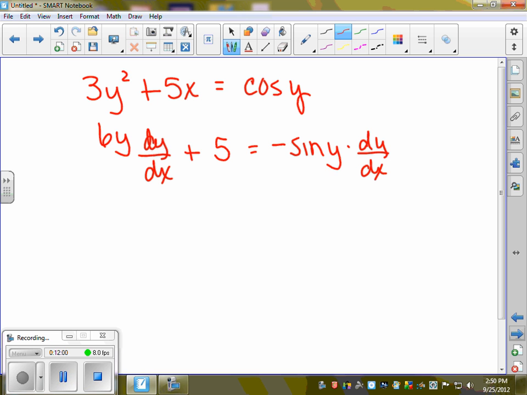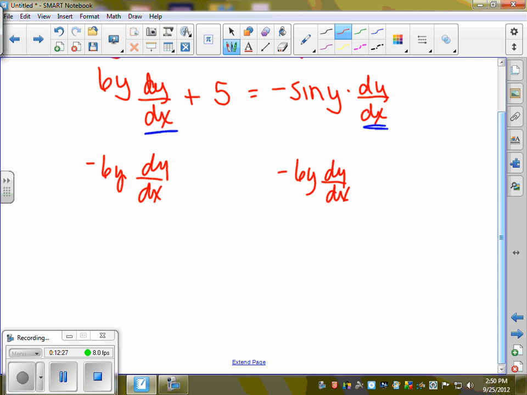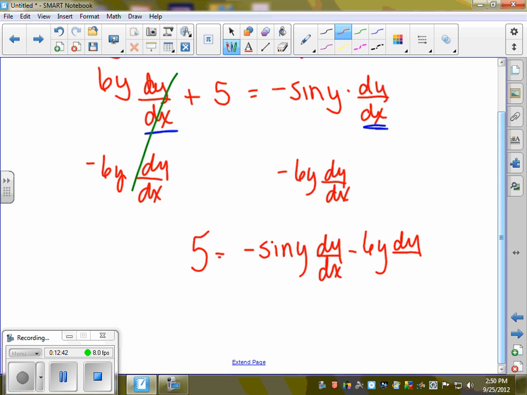Notice that every time we take the derivative of something that involves a y, you've got a dy/dx added on. Okay? So we're going to move everything that has a dy/dx to the same side, and keep everything that doesn't on the opposite side. So I'm going to go ahead and just subtract a 6y dy/dx. And when I do, that's going to leave me with just a 5. Those are going to cancel. I get 5 equals negative sine of y dy/dx minus 6y dy/dx.